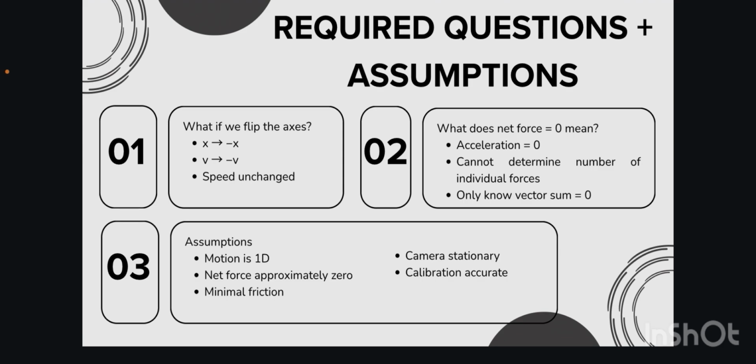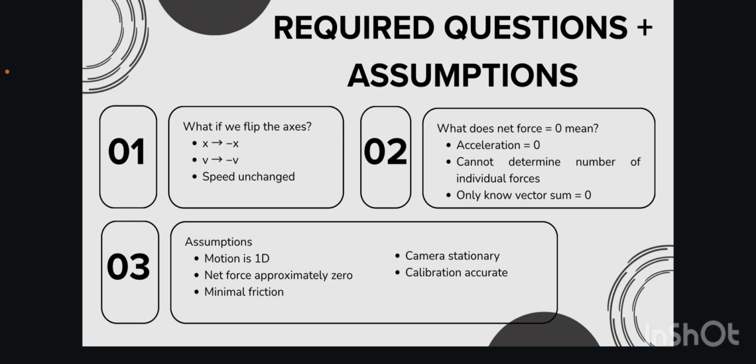Number 2: What does the net force equal to 0 mean? It means that the acceleration is approximately 0. However, from the motion data alone, we cannot determine how many individual forces are acting. We only know that the vector sum of all forces equals 0. For example, gravity and the normal force cancel vertically, and horizontally, any friction would have to be negligible or balanced by another force.